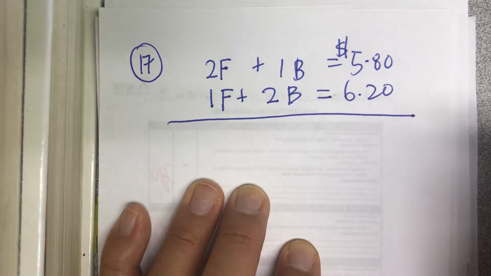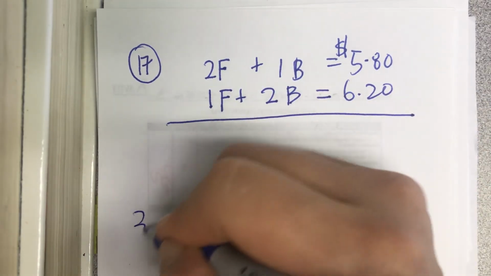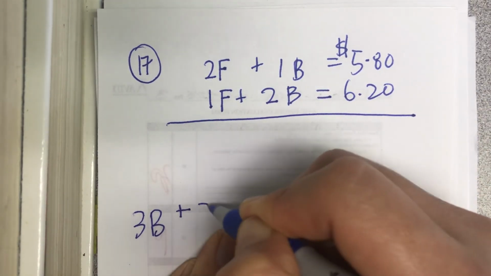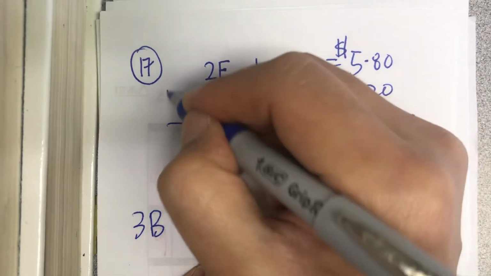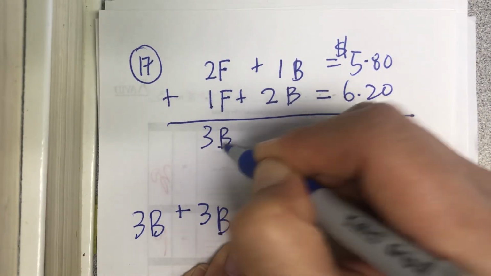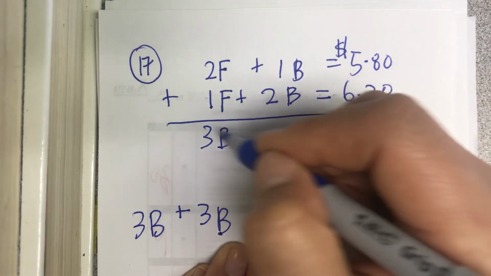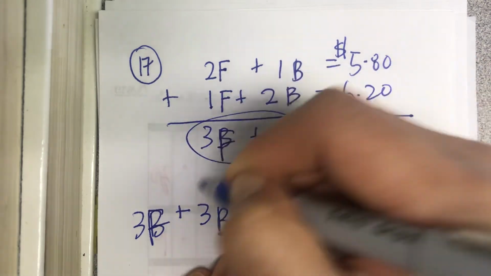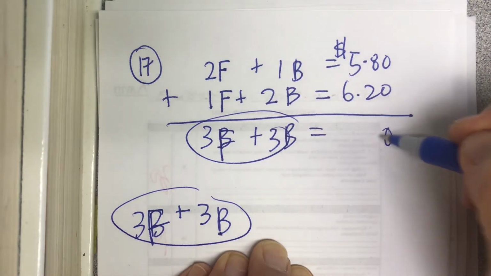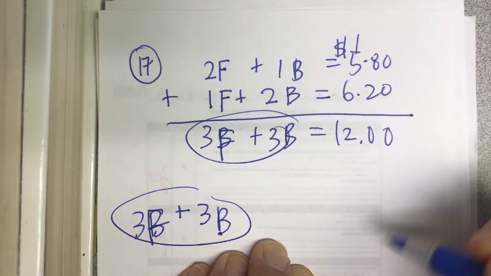Well, how do I get to 3 bags? They want me to get to 3 bags of French fries and 3 burgers. That's easy. How do I get there? I could just add these things. 3b, or 3b down there. 3f plus 3b, which is exactly what I see right here, my goal. It should be $12.